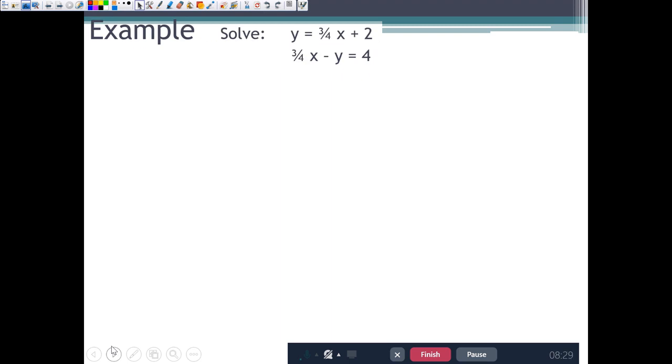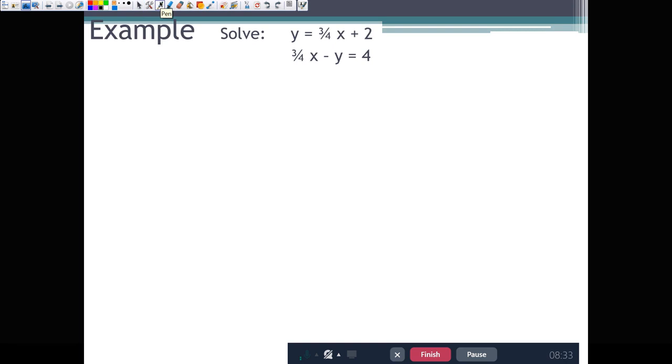Okay, so my first step is to solve for a single variable. My top equation is already solved for y, so I don't need to do that step. So I'm going to substitute 3/4 x plus 2 into my other equation, for what? And solve for y, so I have to substitute in for y.